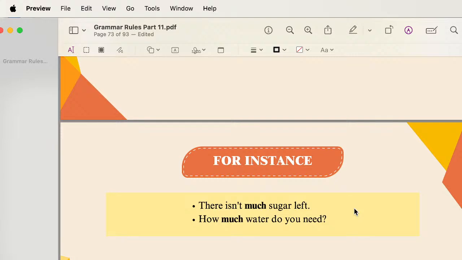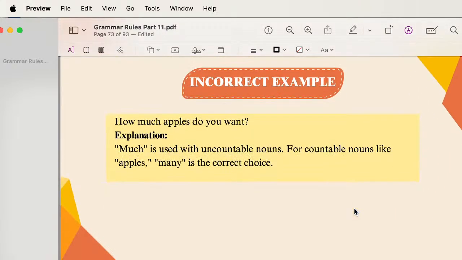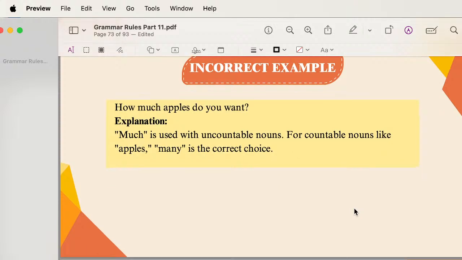How much water do you need? Now, can you count water? No, it's not possible to count water. Therefore, you're supposed to use much here. So, this is the basic difference, the clear difference, the one and only difference between many and much. "How much apples do you want" will be incorrect. Why? Because you're supposed to use many here. You can count apples, right?